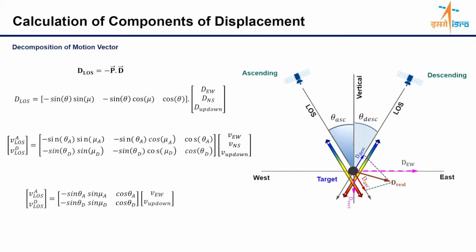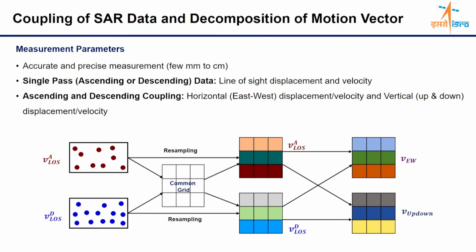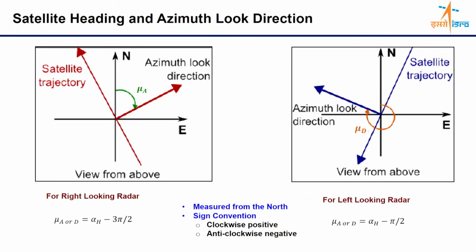So don't think these equations alone are sufficient. These equations are not sufficient. You have to apply these steps: whatever the outputs from the ascending and descending data sets are, you have to interpolate them over the common grid, and over the common grid you will have both values. Then you are free to apply those equations, and finally you will get the horizontal and vertical displacement vectors.